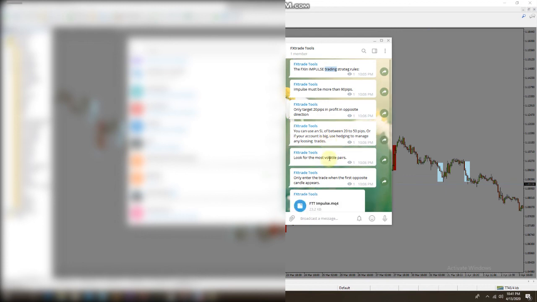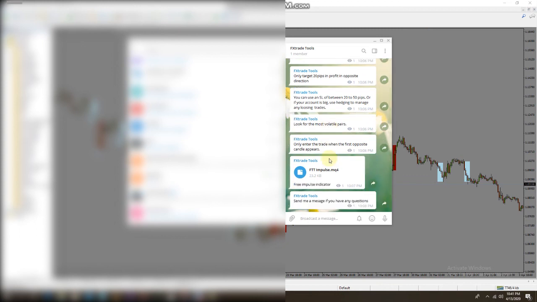You're also talking about volatile pairs, and also once you join the group, then just within the chart you're going to find the impulse indicator. It's free. I'm giving out this indicator for free. You can put it on your charts, you can try to play around with it in other pairs and see how it works for you.